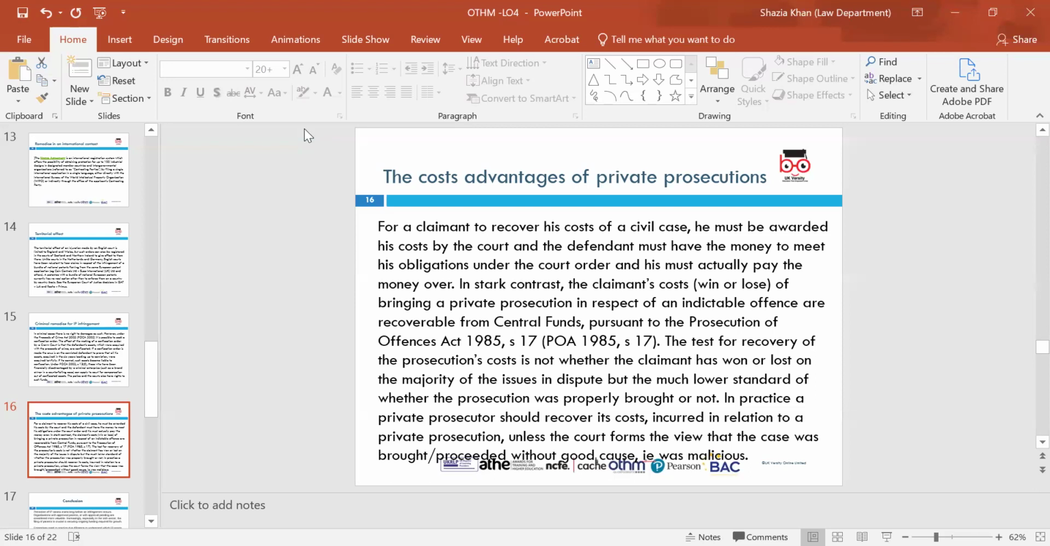The test for recovery of the prosecution's costs is not whether the claimant has won or lost the majority of the issues in dispute, but the much lower standard of whether the prosecution was properly brought. So it's really important when you look at prosecuting someone, that you are aware of the laws that are in place.